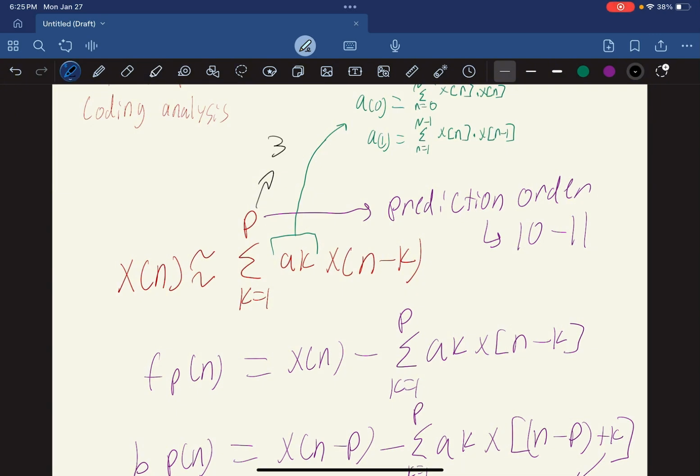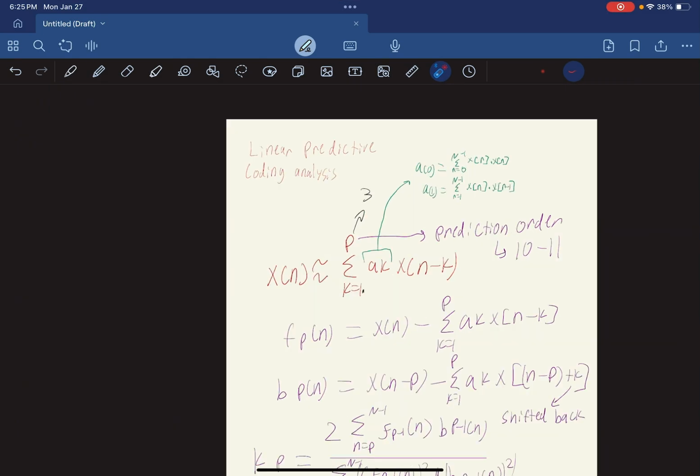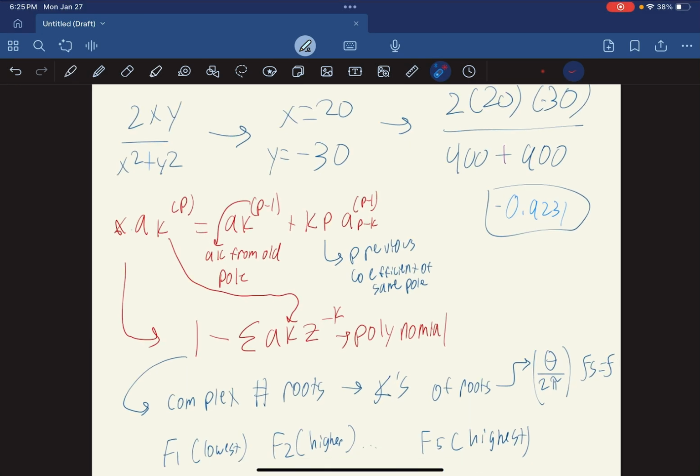Because we're summing from 1 to 3, we are going to have 3 different coefficients for pole 3. But then let's say we go to pole 4, we're going to have 4, 3, 2, 1. Then we go to pole 5, we have 5, 4, 3, 2, 1. So you'll have pole 5, and then you can have a previous coefficient of pole 5, which will just be, for example, coefficient 4.